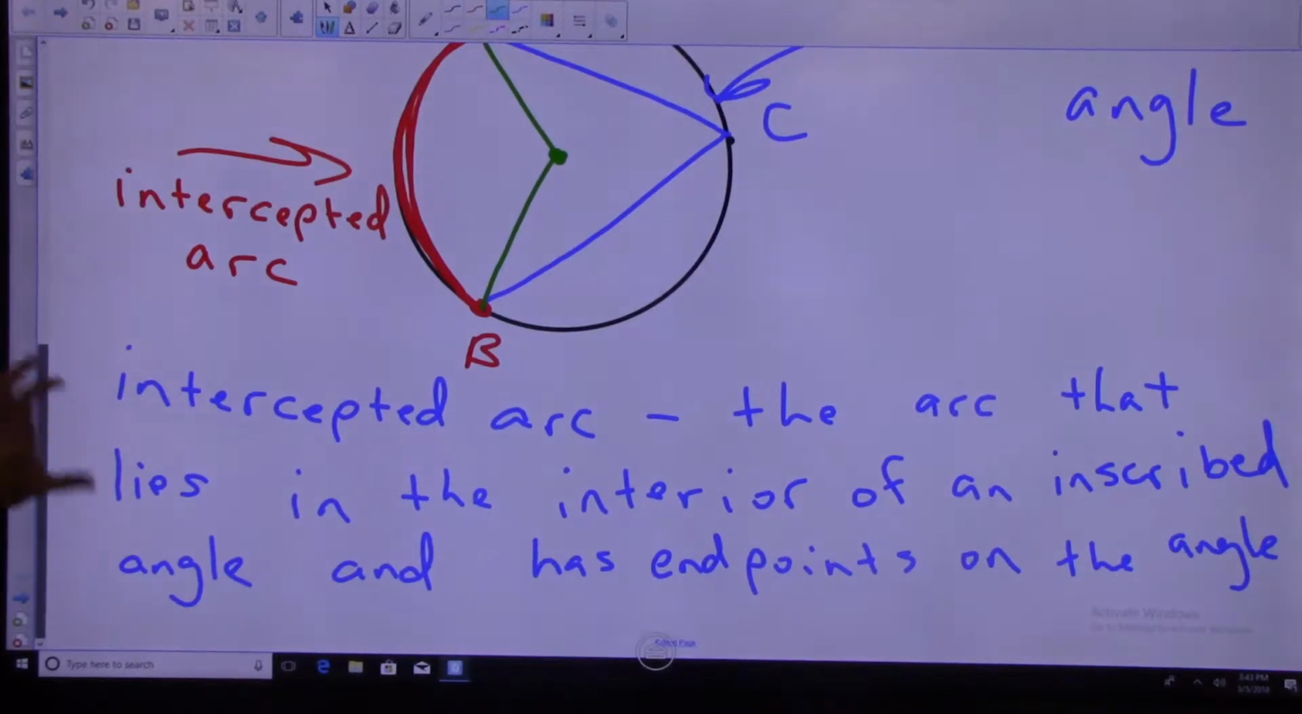Scroll down a little bit if you need to fill in the guided notes there. That's the definition of intercepted arc. Now, in this section, we're going to talk about one important fact about inscribed angles. It's the main focus of this section. There are going to be other things we talk about as well, so let's go ahead and get into that.